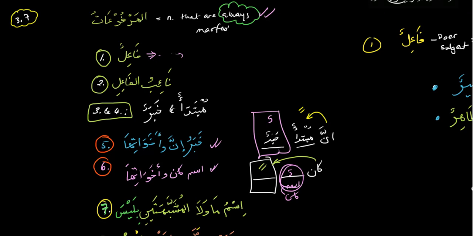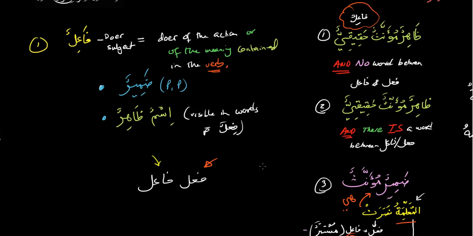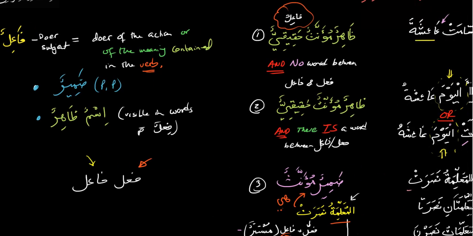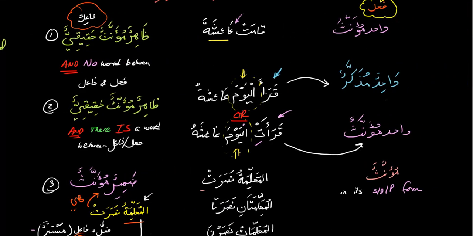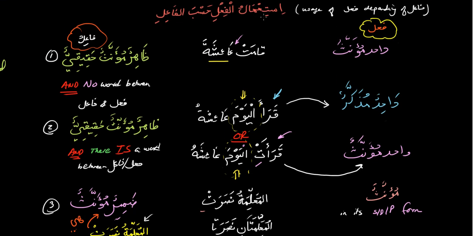The fa'il is the doer, the subject, doer of the action, or the meaning contained in the verb. The fa'il can be a damir, or it could be ism zahir, a visible word after the verb. The fi'l used in the sentence will depend on the fa'il. These are all the list of fa'il, and this is the list of fi'l. This table is called al-isti'mal al-fi'li hasb al-fa'il, the usage of the fi'l depending on the fa'il.